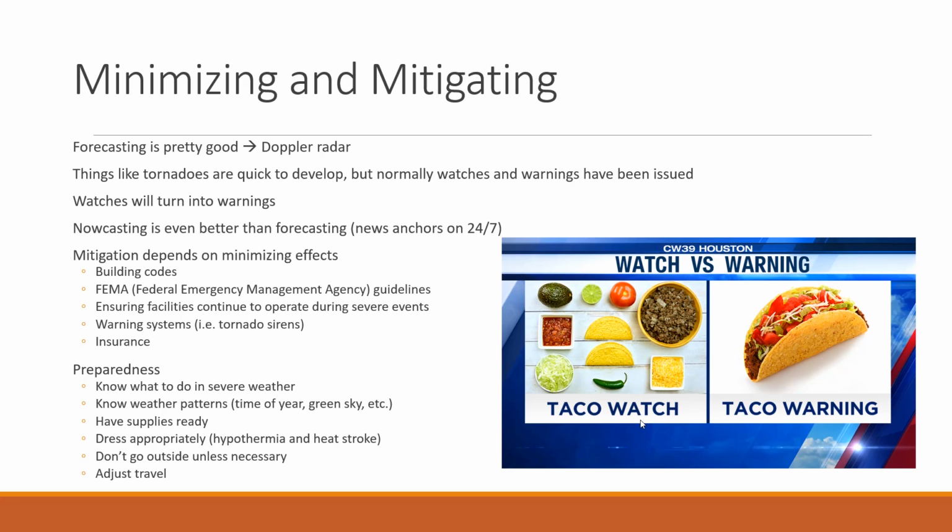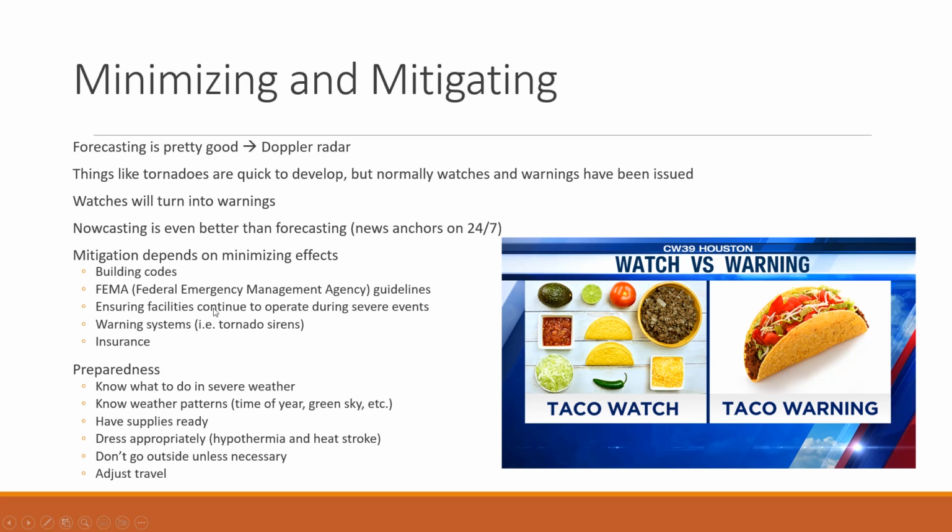Things like tornadoes are fairly quick to develop, but typically we've already established a watch and warnings, and so we're ready for them. Watches will turn into warnings, so that's what we see here. The taco watch is I've got the ingredients. The taco warning is I've made my taco and I'm ready to eat it. So if you're in a warning, that's where you're like, all right, I'm in trouble. I need to figure out where to go.